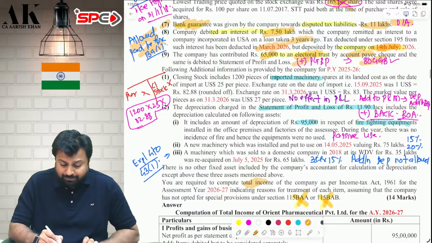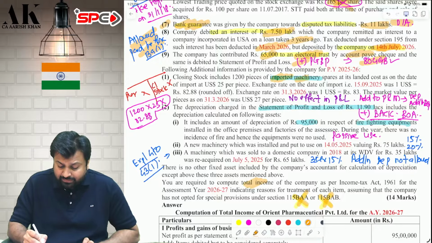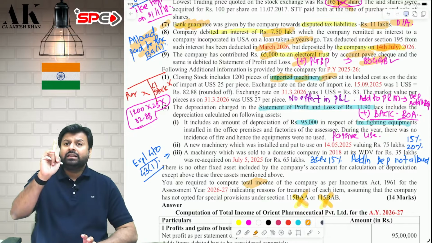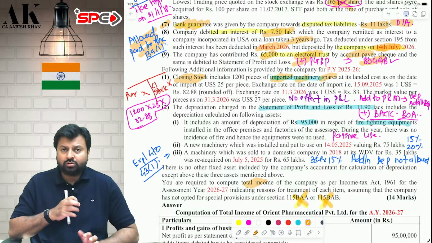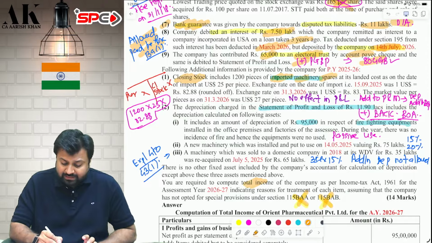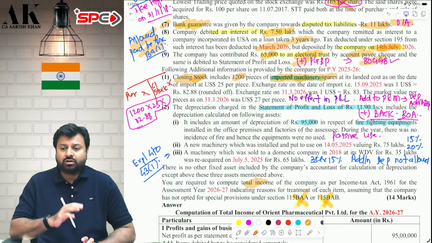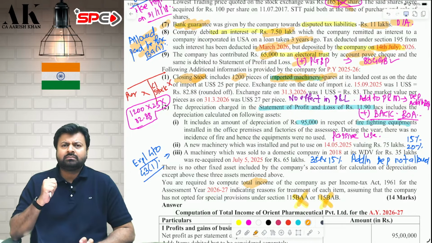Okay, the company has imported some machinery parts. What they have done, they have imported some machinery parts, but by mistake they have included that in the closing stock. How many machinery parts have they imported? 1200 pieces they have imported, but by mistake they have included that in the closing stock. So what should I do? Don't do anything. Why, sir?